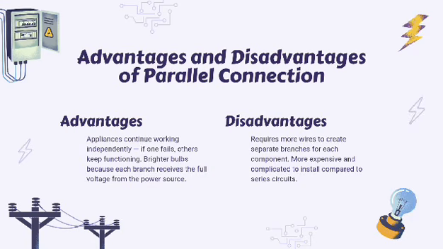An advantage of parallel circuits is that appliances work independently, making the system more reliable. Bulbs also shine brighter because each branch receives full voltage. However, parallel circuits require more wires, making them more expensive and slightly more complicated to install.